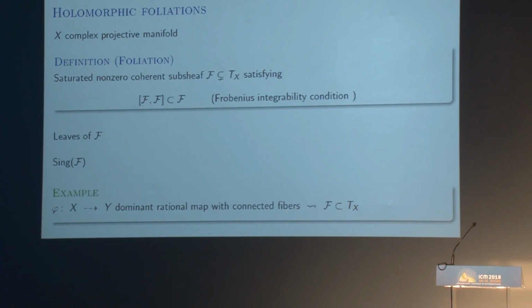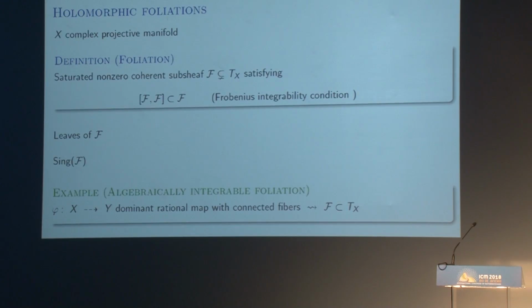Okay, let me give you the simplest example of a foliation. You can take any dominant rational map with connected fibers, and then you can restrict to the open subset of X where this map is a smooth morphism and consider the relative tangent bundle, and then you can extend and saturate it to get a foliation on X. And so in this case, the leaves are just the fibers of the rational map. This is what we call an algebraically integrable foliation.